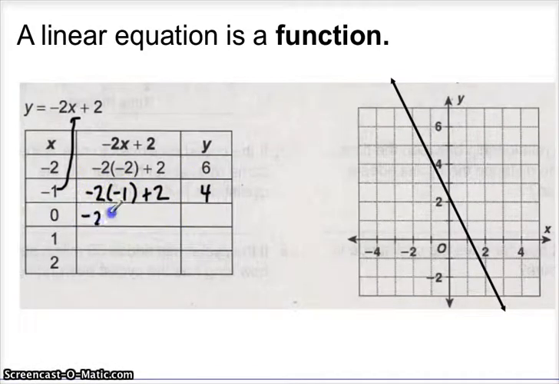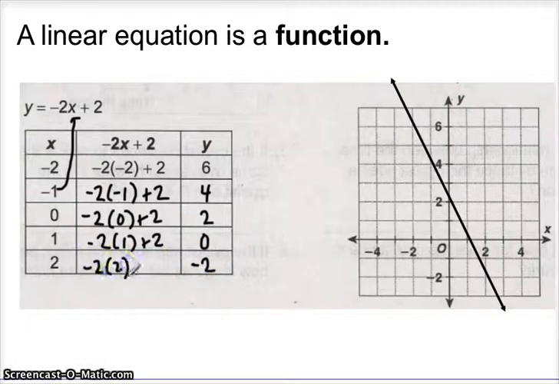If I plug in 0, anything times 0 is 0 plus 2, I get 2. You should start noticing a pattern. So I'm guessing the next one might be 0. And -2 times 1 plus 2, -2 plus 2, yep, get 0, and so let's assume that's -2, but let's check. -2 times 2 is -4, plus 2 you get -2.